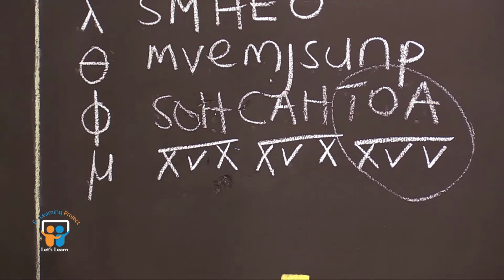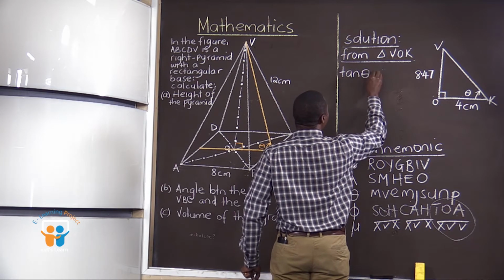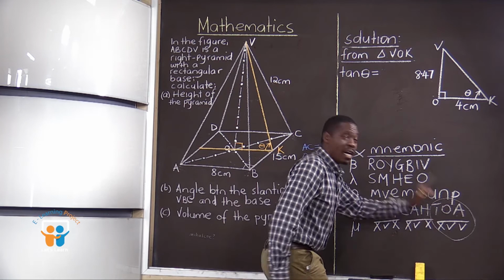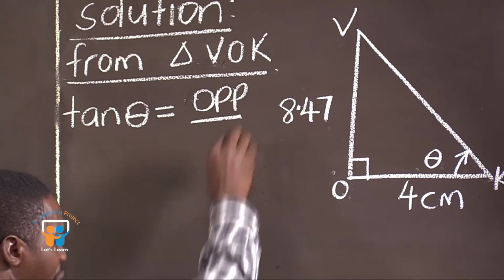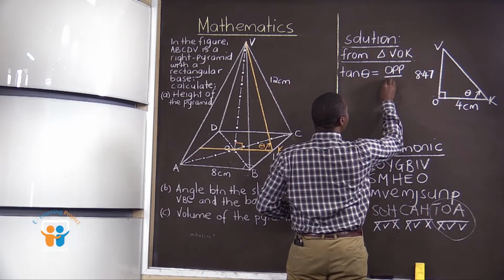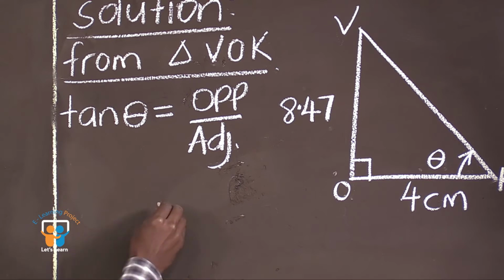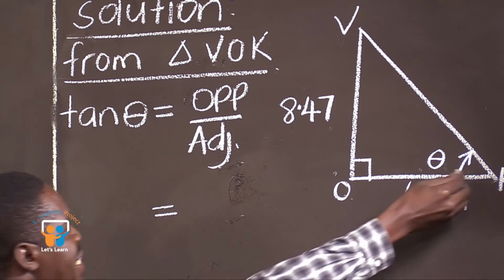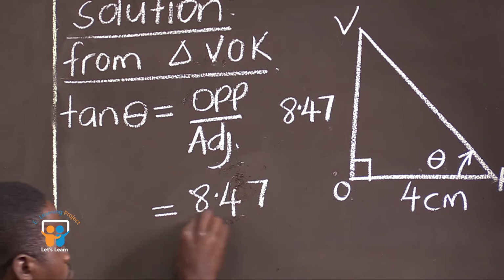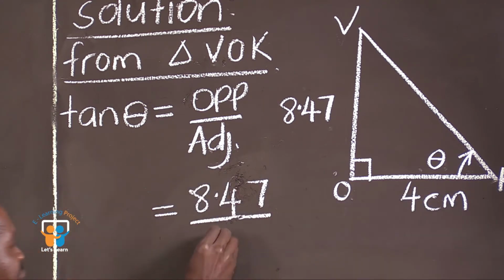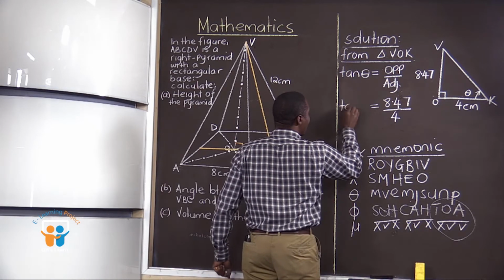Mr. Examiner, sir, using tan. Tan theta is equivalent to O, representing the opposite, over A, standing for the adjacent. Tan theta will equal the opposite, which is 8.47, out of the adjacent, which is 4 centimeters. That is still our tan theta.